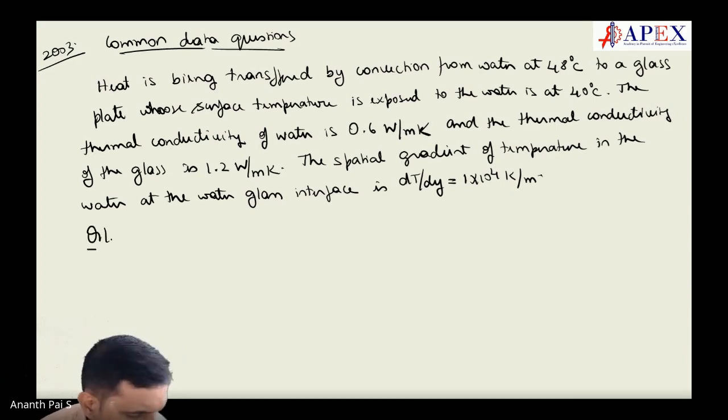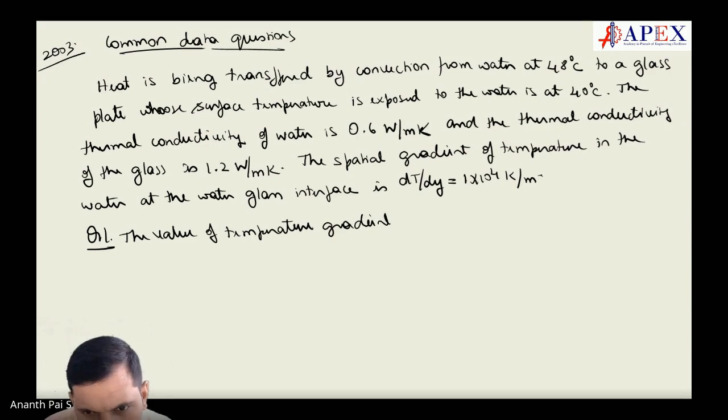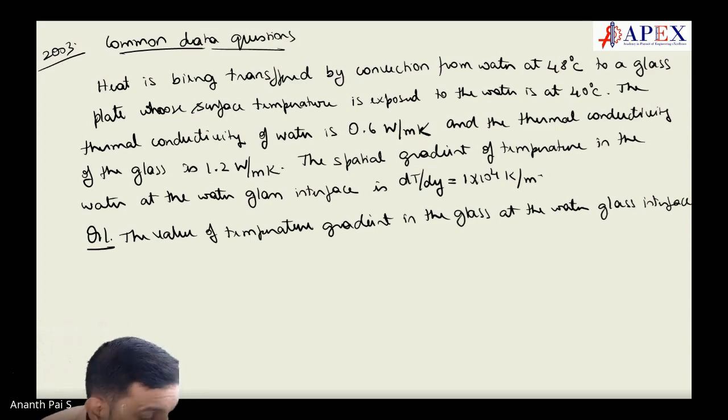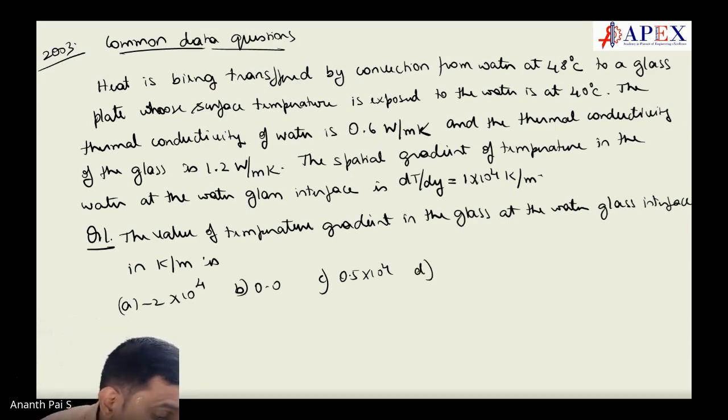Question 1. The value of temperature gradient in the glass at the water glass interface in Kelvin per meter is: A, minus 2 into 10 power 4; B, 0; C, 0.5 into 10 power 4; D, 2 into 10 power 4.